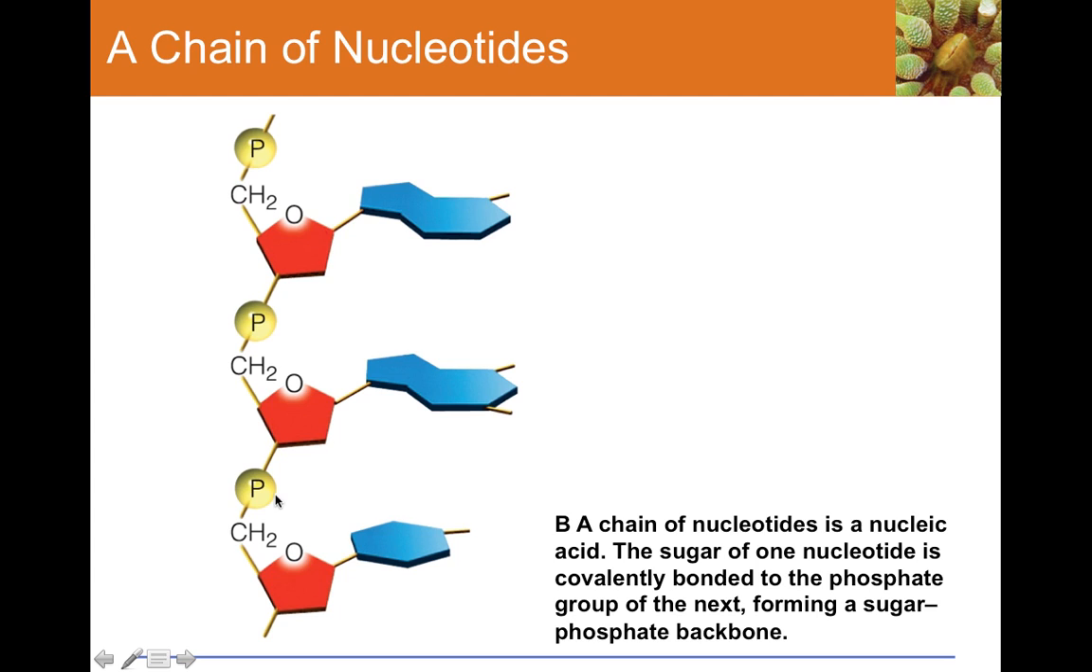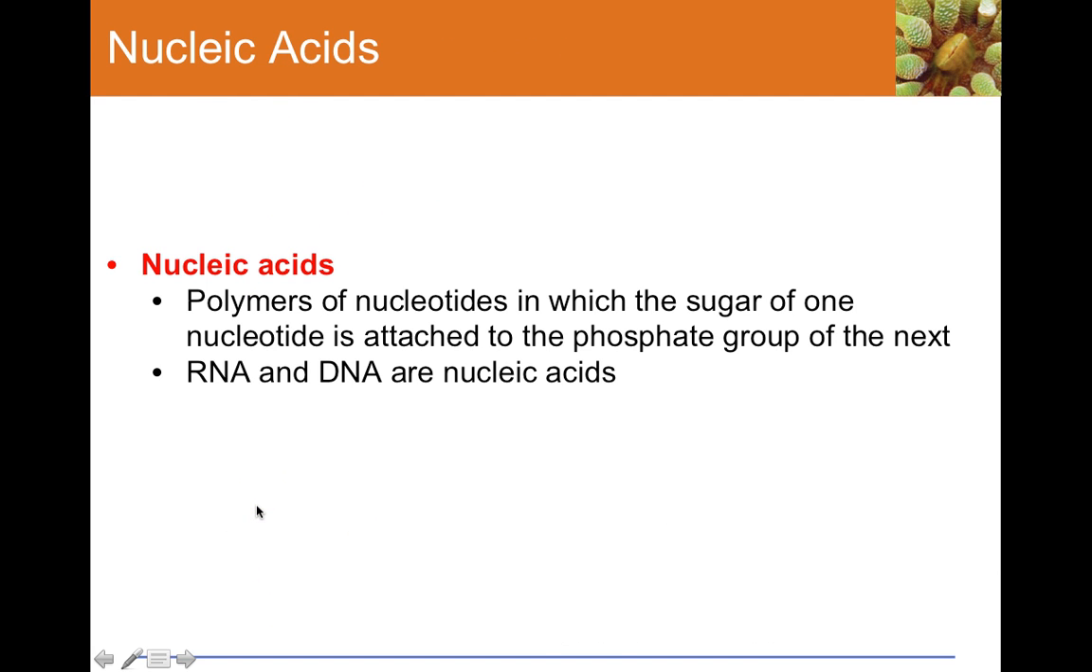So here's our chain of nucleotides. I mentioned before that phosphate group was how we linked them together. Here you can see our phosphate as that circle right there, linking one nucleotide to another. So a chain of nucleotides is what we call a nucleic acid. That's our DNA and our RNA stuff. The sugar of one nucleotide is covalently bonded to the phosphate group of the next nucleotide. And so what we get is a sugar-phosphate backbone connecting these together.